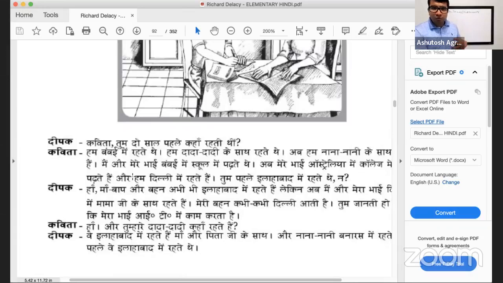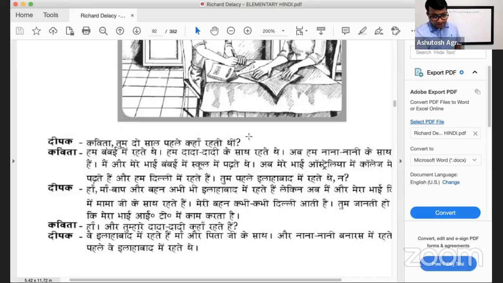Okay. So Deepak is saying, Kavita, which is the name of the other person, tum do saal pehle kahan rehti thi? Okay. Delia ji, what does it mean? He's asking Kavita where she lived two years before. Where she used to live two years. Used to live. Yeah, used to live. Kahan rehti thi. Rehna is a verb to stay or to live, and rehti thi.